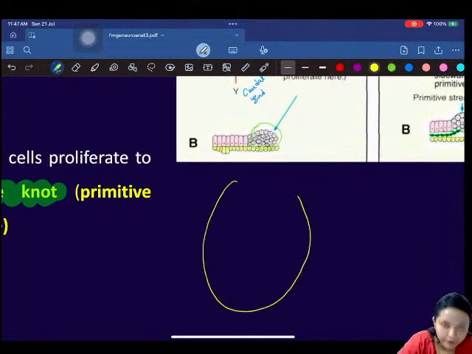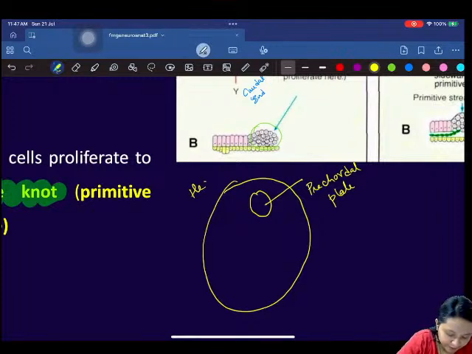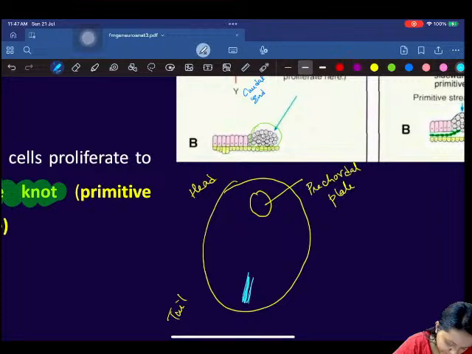You have this embryonic disc, and then you have the precaudal plate and the caudal plate. This is the head end and this is the tail end. Now there is development of the primitive streak, this rod-like structure that is known as the primitive streak, which will grow towards the cranial end.